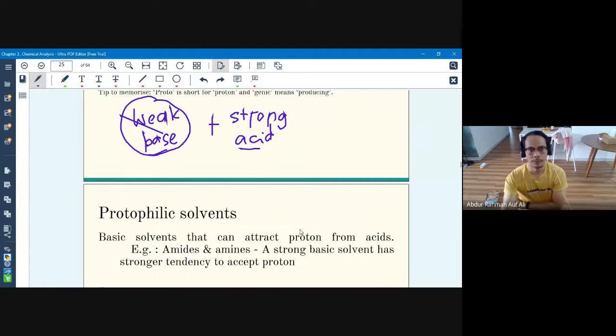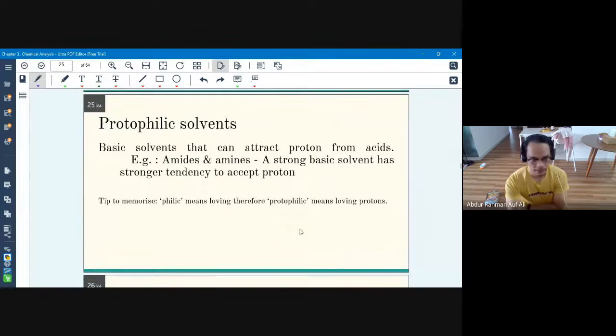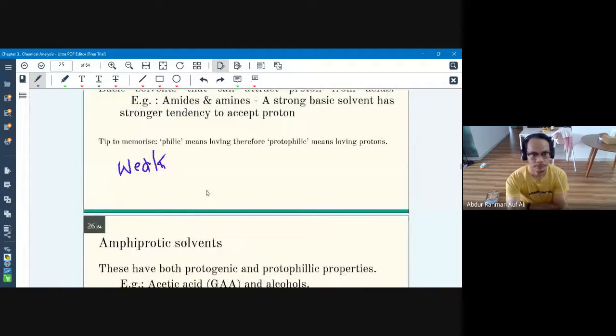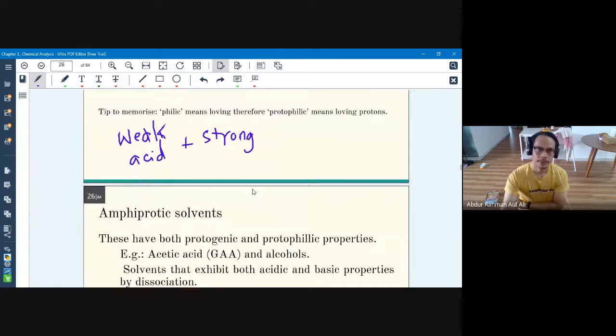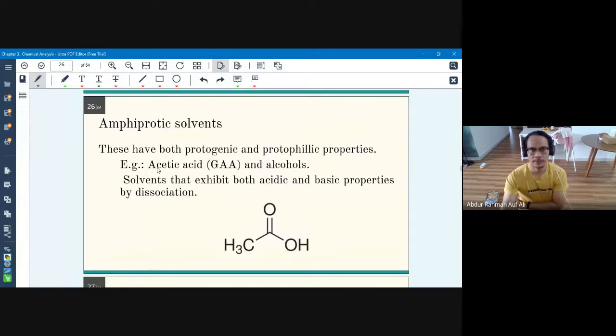Okay, next adalah protophilic solvent. This is the opposite of the last one. Kalau kamu nak titrate a weak acid dengan strong base, so kamu boleh guna protophilic solvent. Contohnya macam amides ataupun and lastly, amphiprotic solvents seperti acetic acid, GAA, glacial acetic acid dan juga alcohol.